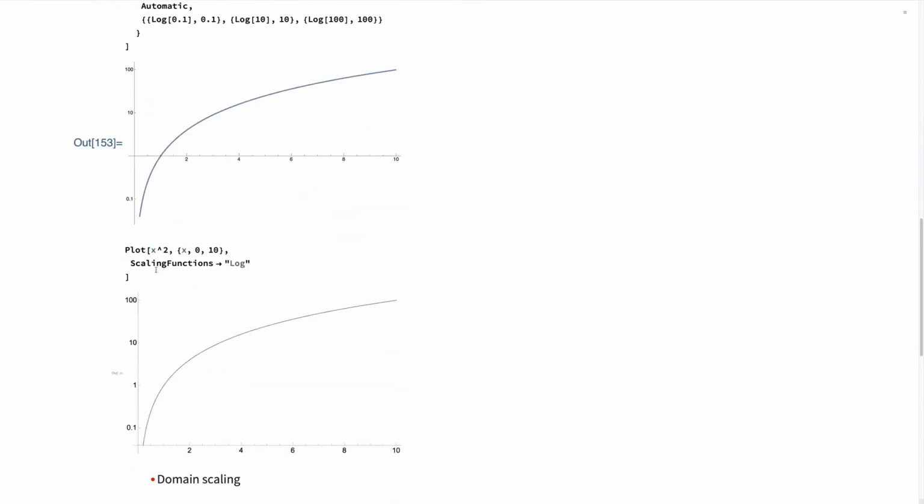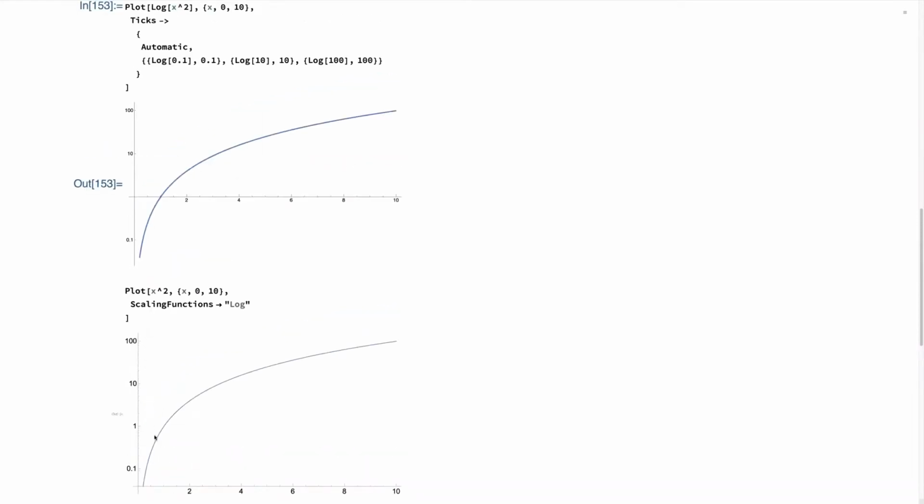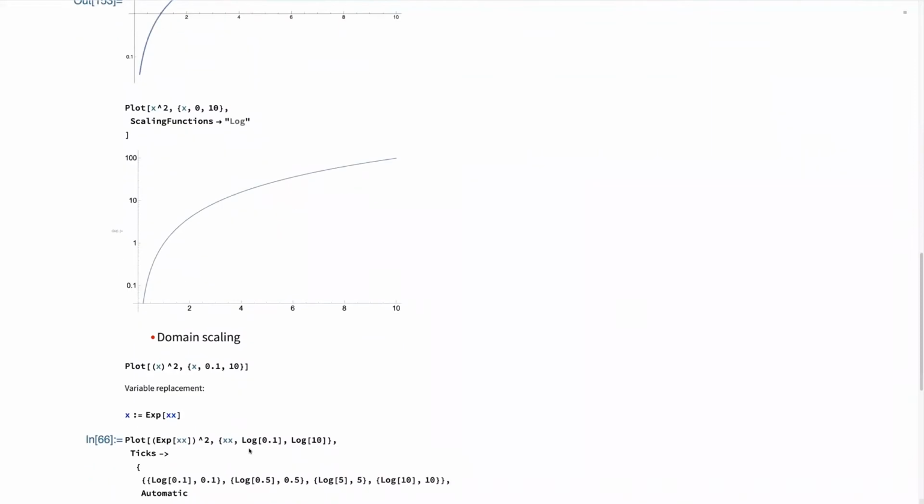Or, instead, you can just call the scaling function, say log, and then it handles this for you. You can also see that for these simple examples, I only specify the major ticks. So you get 0.1, 10, and 100, and nothing in between. But in the automatic ones, we have the minor ticks. So that is for the function's domain.